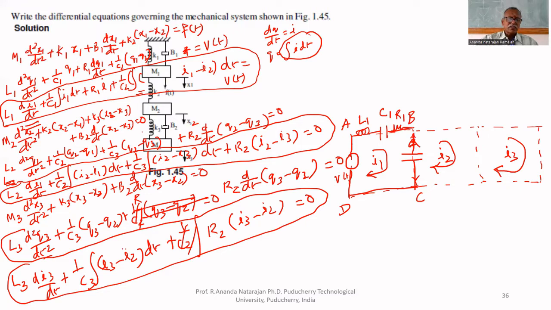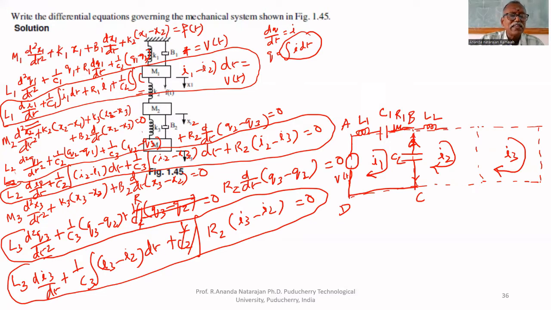Consider the second equation. L2, I2. L2, DI2 by DT. Only I2 is flowing through L2, therefore we have to draw it here. Then 1 by C2, I2 minus I1. Already we have drawn that C2. Therefore, no need to draw it now.